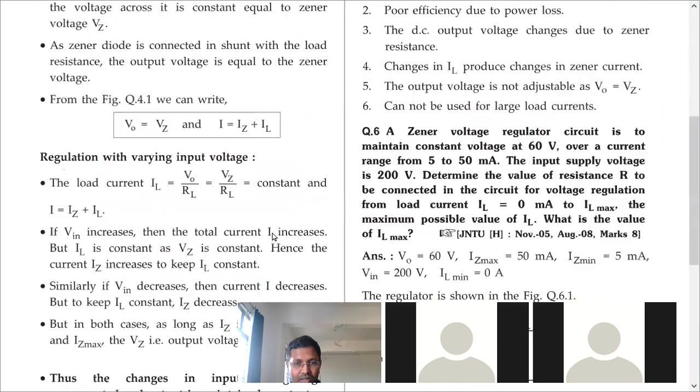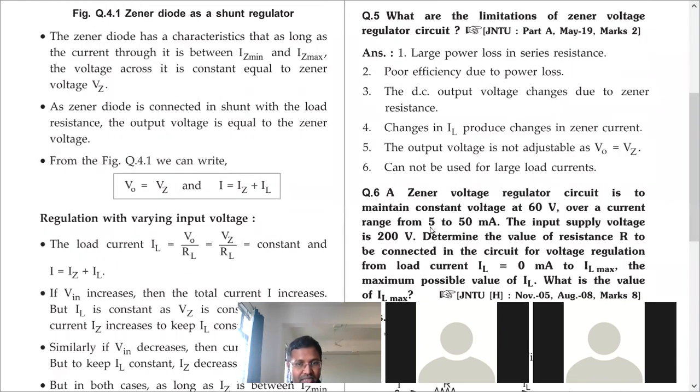So Iz min is 5. What is Iz max? I want you to answer. I don't want a boring class where one side I keep on talking. That should not be the case. Iz min is 5. Basic, simple, common sense. What is Iz max? You can see it on the screen. Anybody please answer?